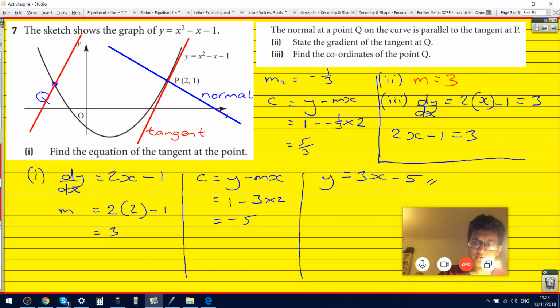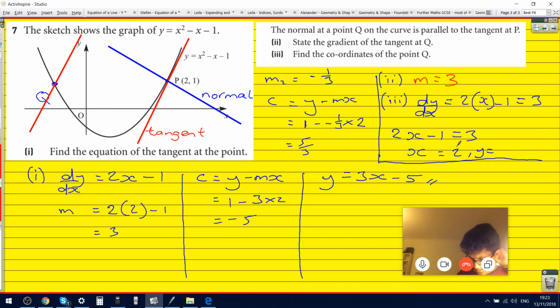How do we get the 2x minus 1? Oh, right, because the original dy by dx. Okay, so dy by dx equals 3. Dy by dx also equals 2x minus 1. Yeah. So we can just get the x value here. So 2x minus 1 is 3. 2x is 4. x is 2. So that x value here is 2. y equals 3 times 2 plus c.